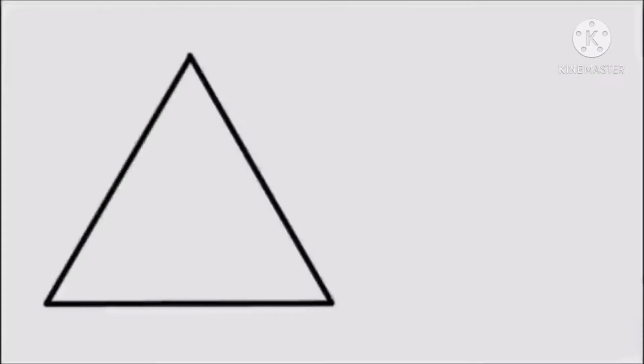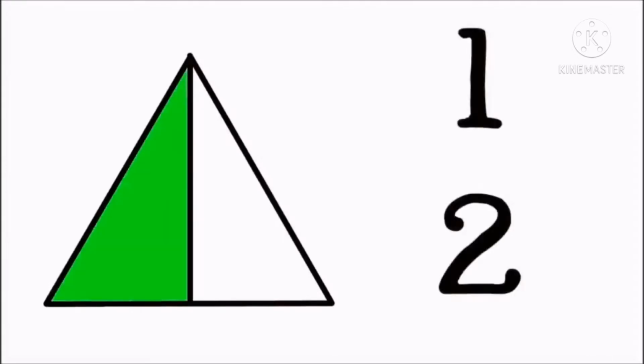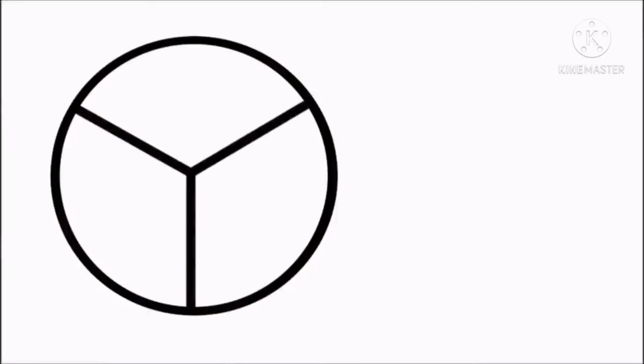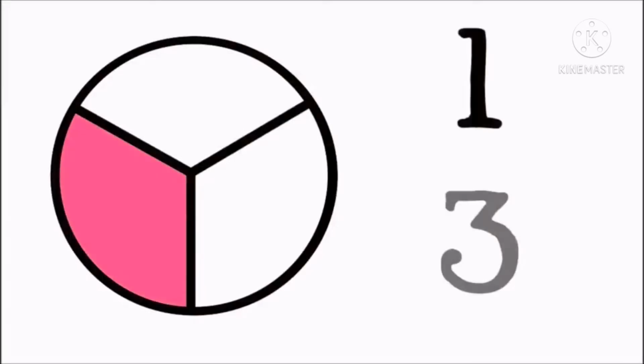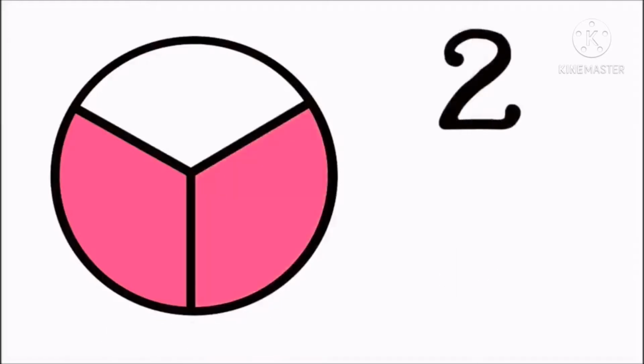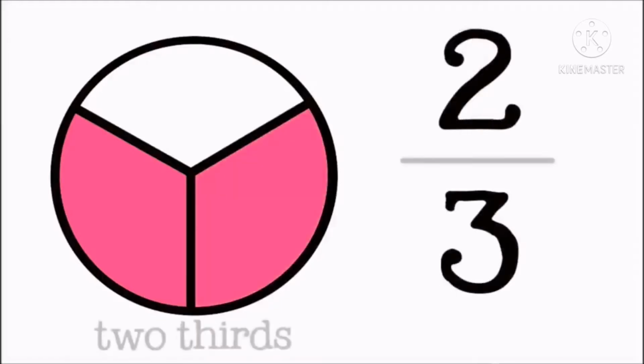When something is divided into two equal parts, we call them halves. One piece out of two total pieces is 1/2. When something is divided into three equal parts, we call them thirds. One piece out of three total pieces is 1/3. Two pieces out of three total pieces is 2/3.